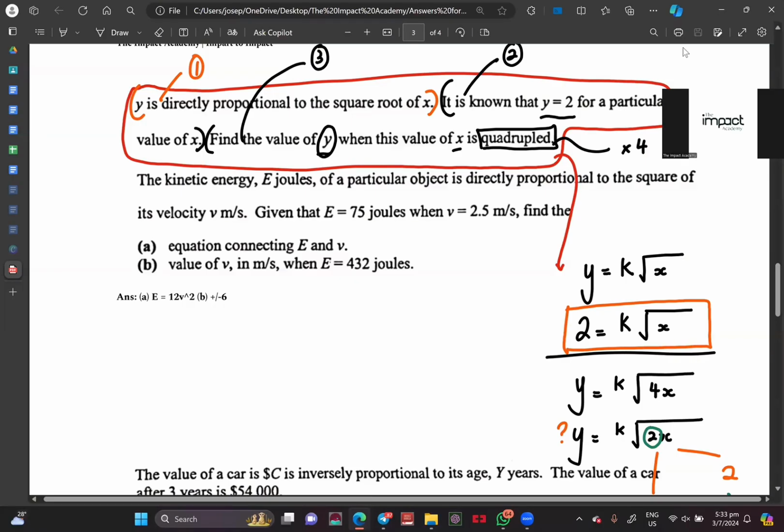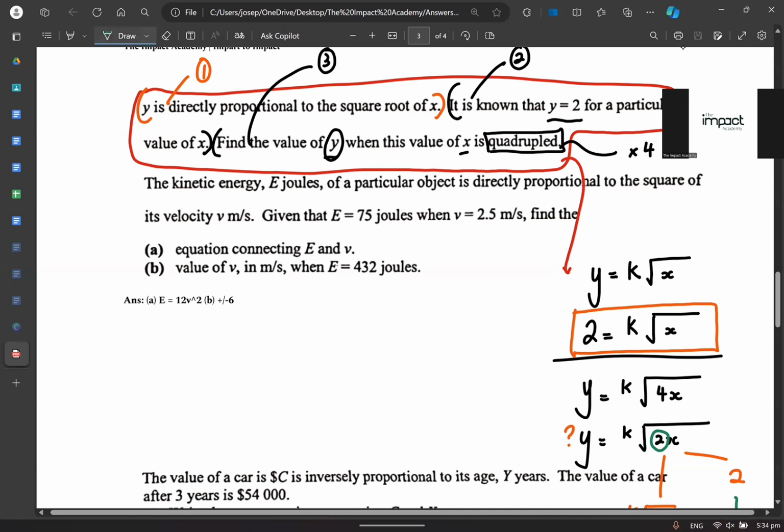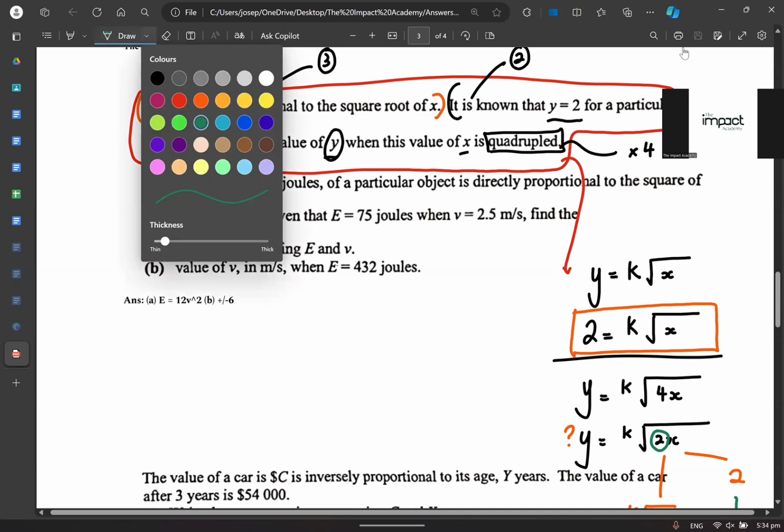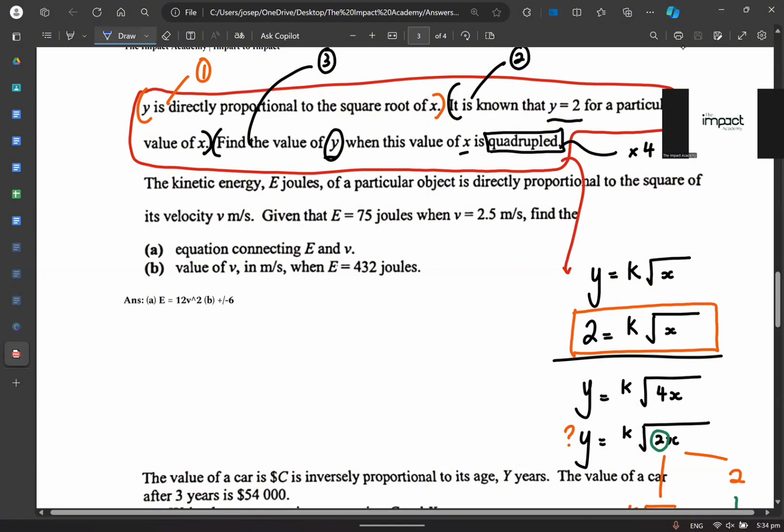Now, we are looking at the next question, the part on kinetic energy, okay? They use E to represent kinetic energy, right? So what you are going to do first, very simple, you are going to write down that the kinetic energy, which is E, of a particular object is directly proportional to the square of its velocity. Don't get too caught up with what they're trying to say. Focus on the main points. E is the main point. Directly proportional is the main point. The square of V. That's all.